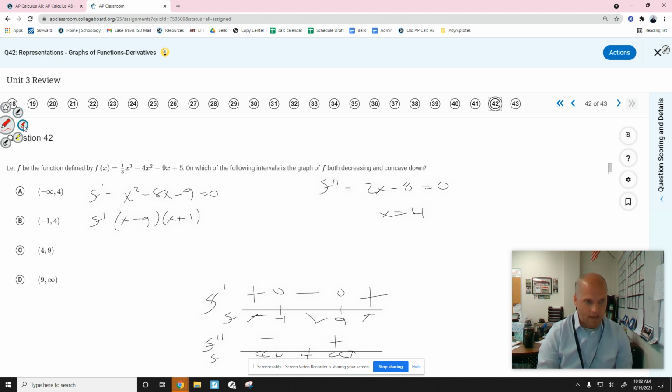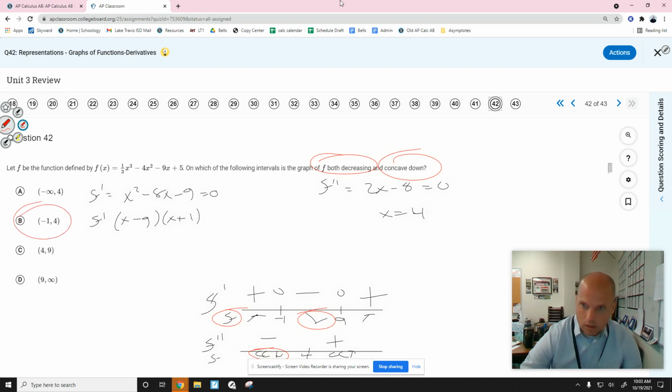When is f going down and concave down? F going down and concave down between negative 1 and 4. Yeah. Last question. I did it.